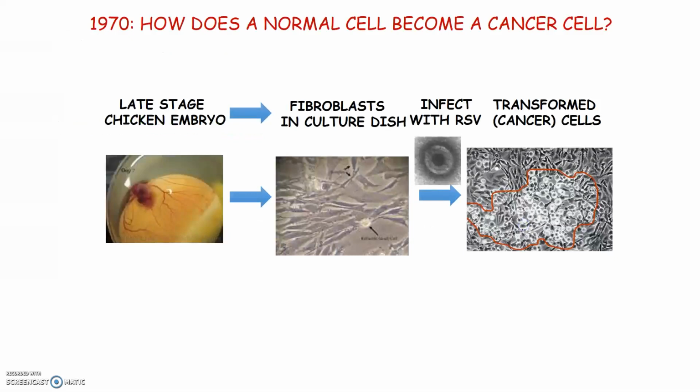In 1970, my mentor, Dr. Hammers, studied how a normal cell becomes a cancer cell, and the model he used was chicken fibroblasts. He first grew out fibroblast cells from chicken embryos and infected the fibroblasts with Rous sarcoma virus, the first oncovirus to have been described. The fibroblasts then transformed into cancerous cells in response to specific genetic mutations that were induced by Rous sarcoma virus.